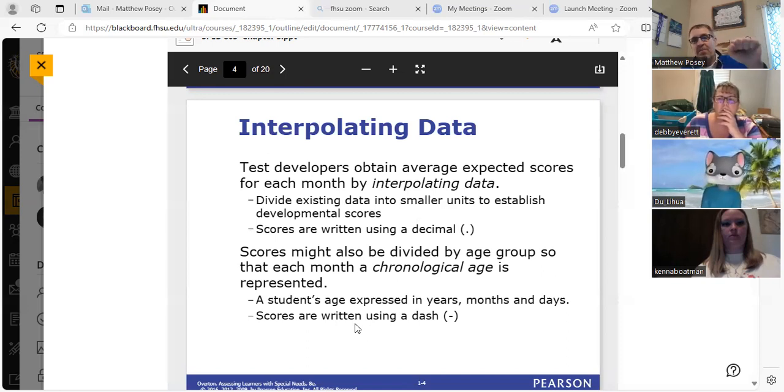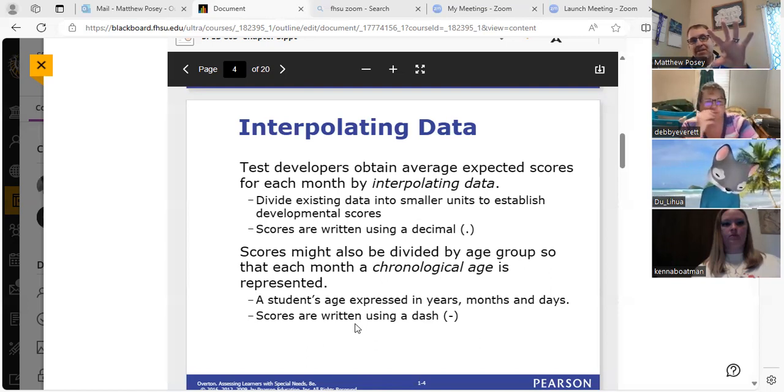So that's one: they come up with what they consider expected scores for that student based on their grade level and their age. They also put those scores in decimal form, so you're going to see a lot of numeric representation in those reports when you sit down with her, Debbie, and she starts showing you what that looks like. Also, scores may be divided by age group so that each month of chronological age is represented.